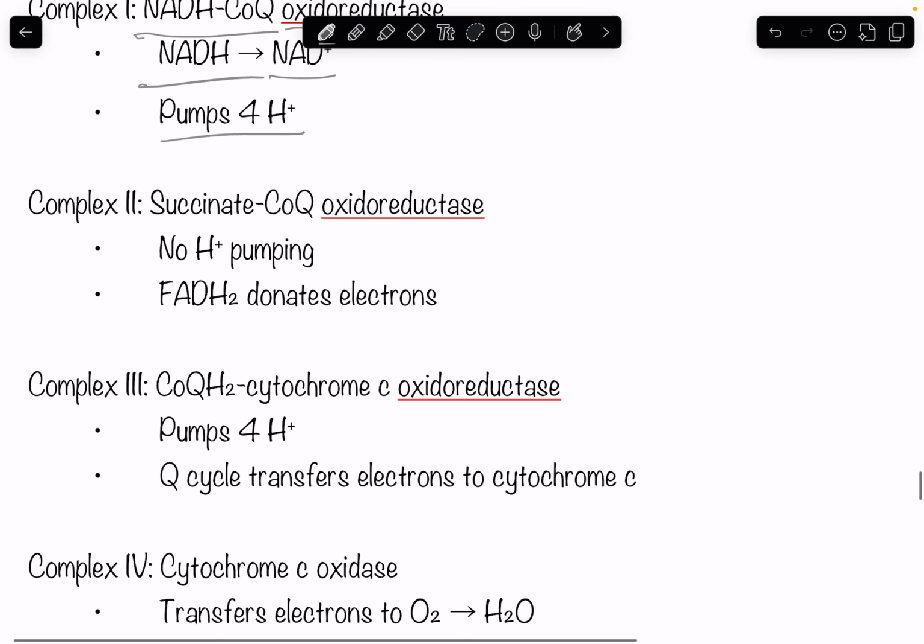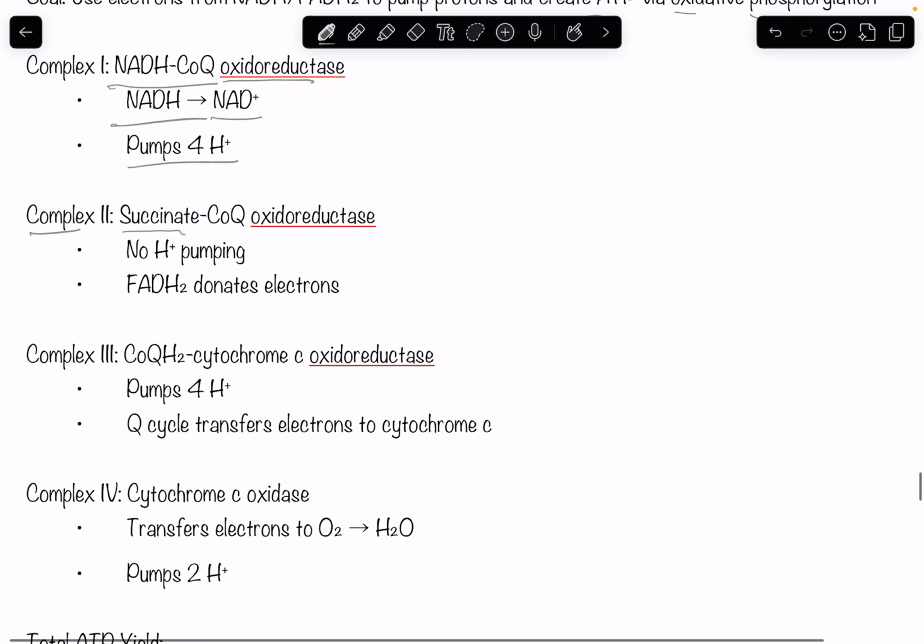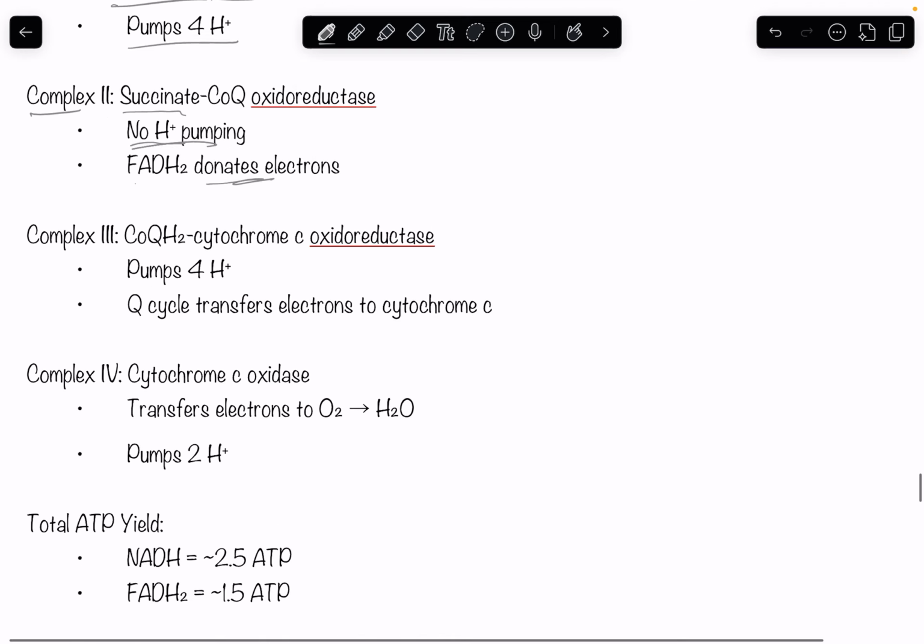Again, don't call it complex 2, okay? We're going to call it succinate-CoQ oxidoreductase, okay? So here you don't have any H plus pumping, and this is where your FADH2 donates electrons.